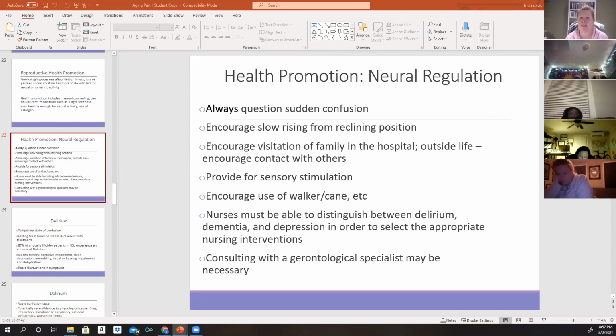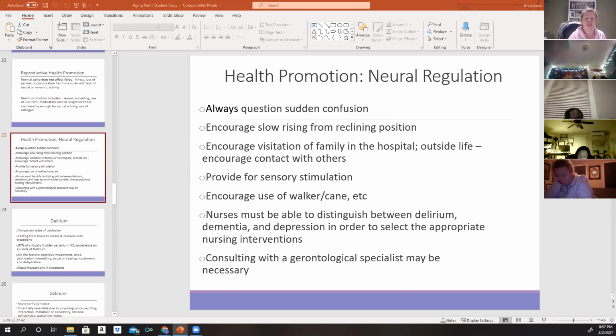It's usually related to some type of infection in the body. UTIs, that's the first thing we're going to want to think. We're going to want to encourage our patients that when they get up in the morning, they get up slowly. Get up slowly, sit on the side of the bed, let your feet dangle, make sure your feet are on the floor. Sit there for a minute, make sure you're not feeling dizzy. If you are feeling dizzy, don't get up.